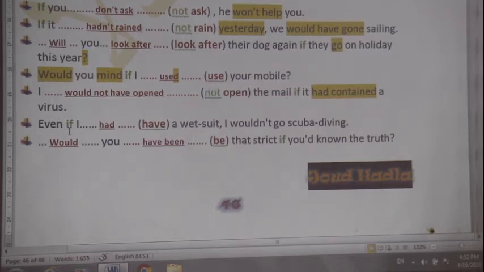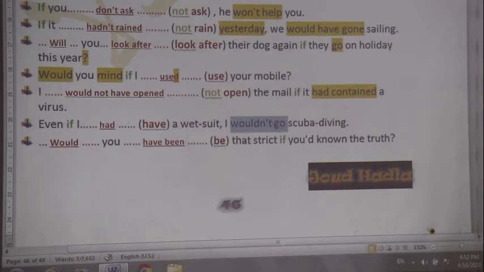Another one, yes, wouldn't go. Pay attention, wouldn't go. So I need the past simple in the if part. And the past simple or the second form of the verb to have is had. So even if I had a wetsuit, I wouldn't go scuba diving.